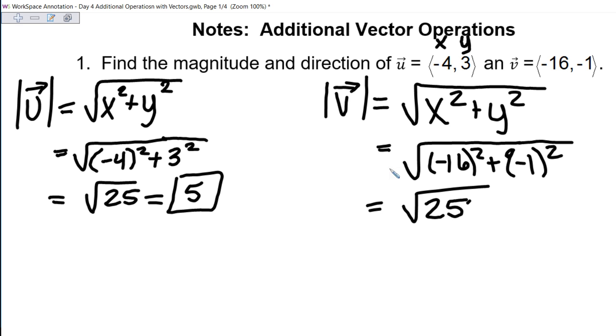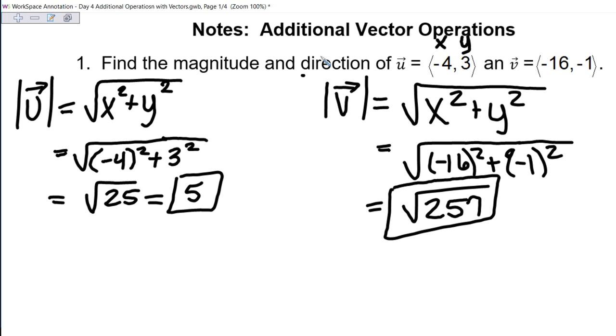Now that radical, can I simplify that radical? No, there's not a perfect square we can use for 257, but if there were, then you would have to make sure your radical is in simplest form. Now, it's really important that with these questions you answer everything that's asked. So did I answer everything that was asked? No. We solved for only the magnitude. The next thing we need is the direction.